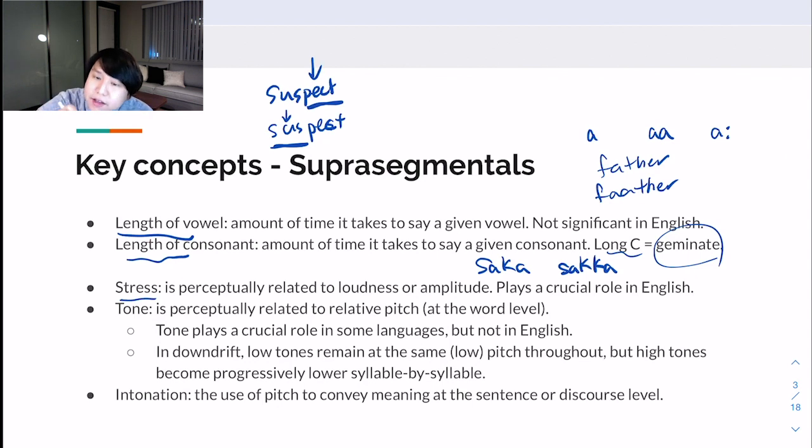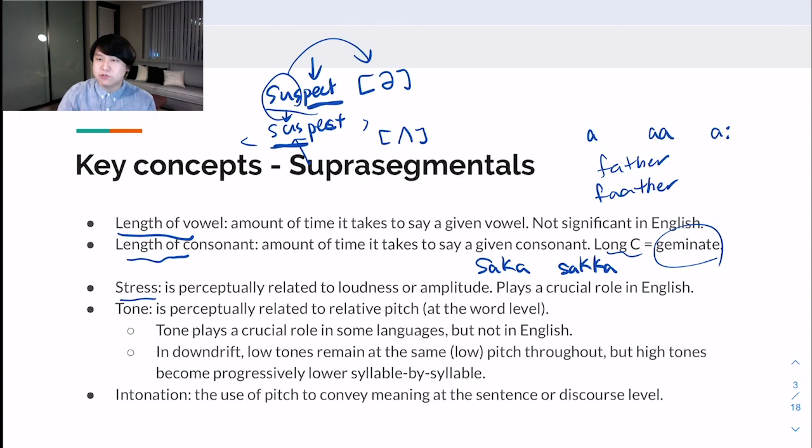So in the second example, the first syllable has a vowel, which is a mid-central vowel. We're going to learn about it later. But in a word like suspect, this syllable loses its stress. So it's now transcribed as the stressless vowel, which is also called schwa.